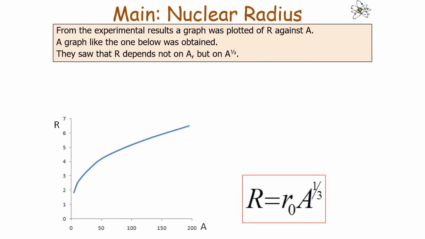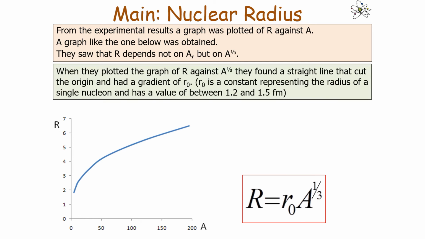Now, we can also look at our graph of r against A. For the experimental results, we can see a graph of r against A plotted like the one below, and this shows us that r does not depend on A, but rather A to the power of a third. So when they plotted the graph of r against A to the power of a third, they found a straight line that cut through the origin and had a gradient of r0. Now, r0, by the way, is a constant representing the radius of a single nucleon and has a value on average between 1.2 and 1.5 femtometers.